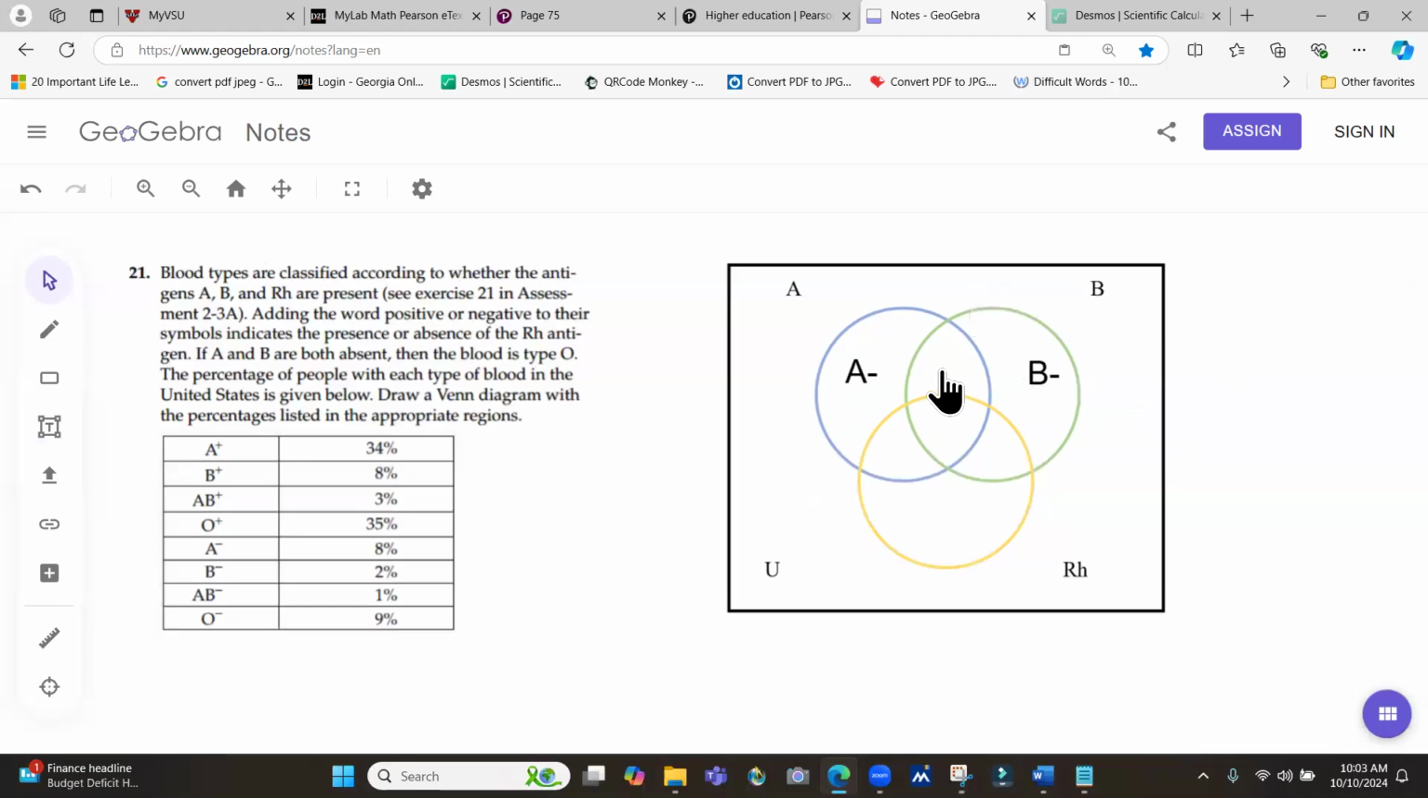Okay, let's do this part here, this upper half of the football. It's going to be AB negative. These people have both A and B, but they don't have Rh. No, they don't have Rh. These guys, they have A and they have Rh. They don't have B. So you put plus because they have Rh. They don't have B. There's no placeholder for B. B doesn't exist. Fine.